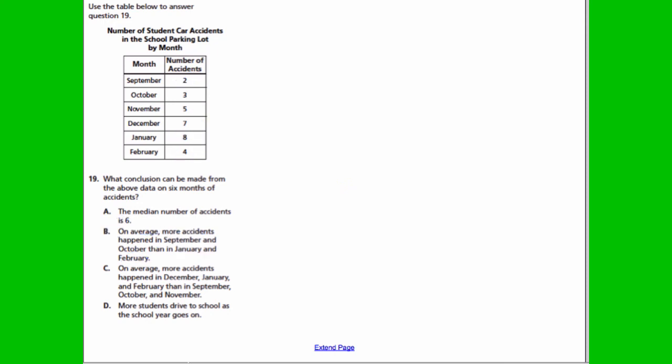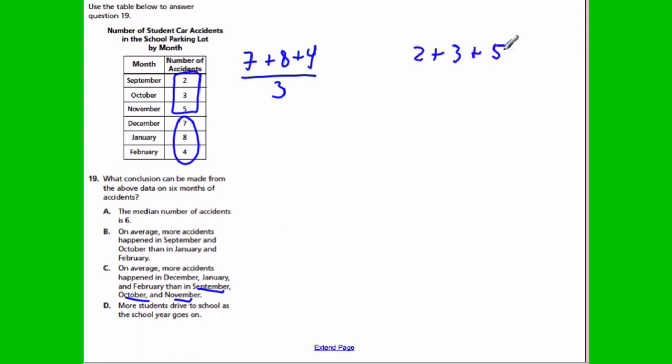Let's look at C now. On average, again, more accidents happen in December, January, and February. This time we're looking at December, January, and February. So 7 plus 8 plus 4 divided by 3 if I'm going to find the average. How does that compare to September, October, and November, which is these 3? 2 plus 3 plus 5. And again, divide by 3.